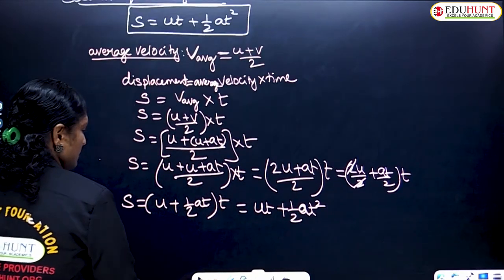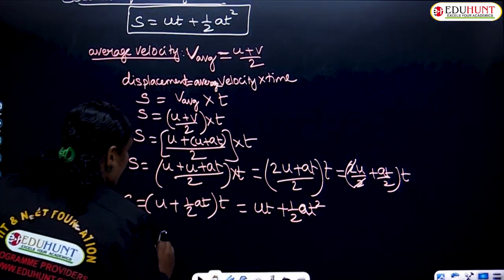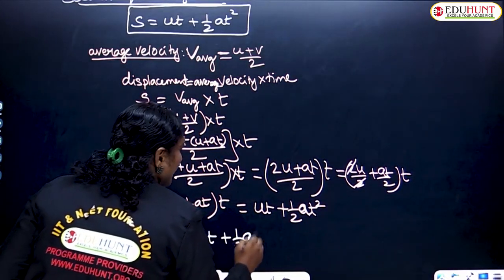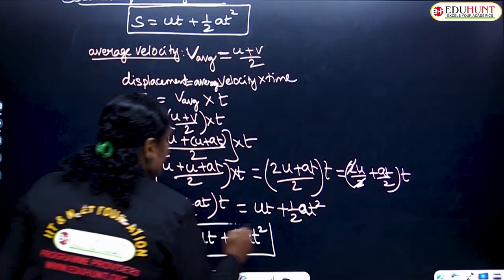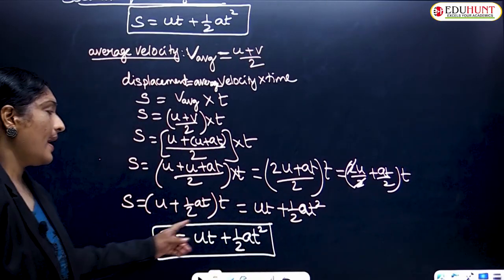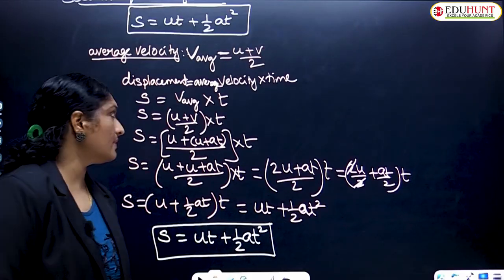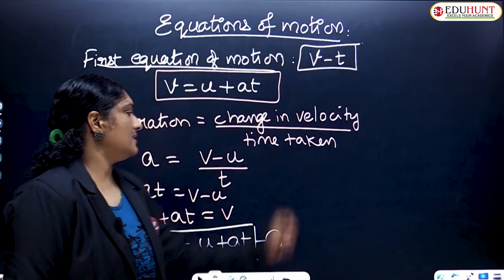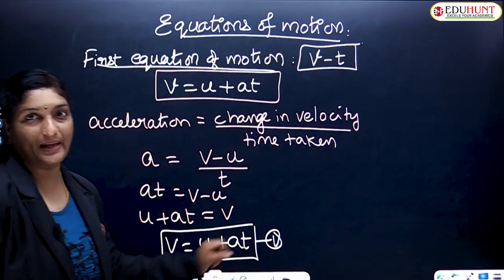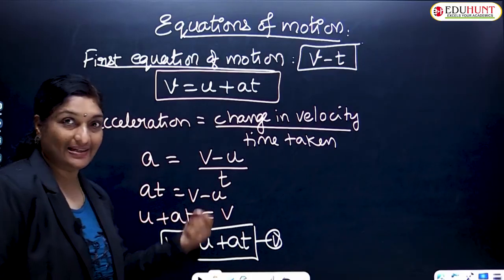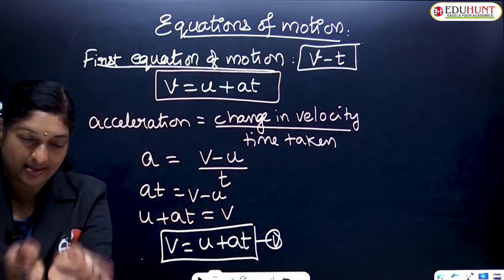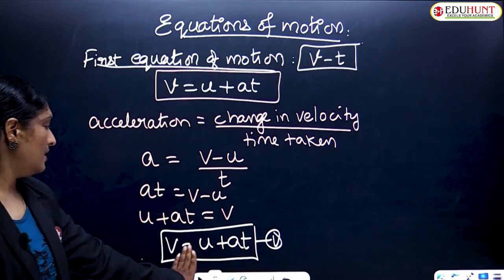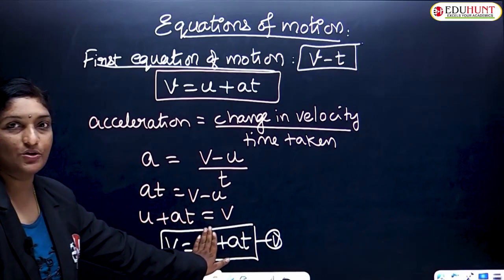So, let us write it once again. What is the value, children? S is equal to ut plus half at square. This brings the relation between displacement and time. Okay, children. So, what was the first equation of motion? That brought the relation between velocity and time, that v is equal to u plus at. Suppose the body is at rest, initially the body begins at rest, then the initial velocity at the beginning is 0. Then in that case, v is equal to at.